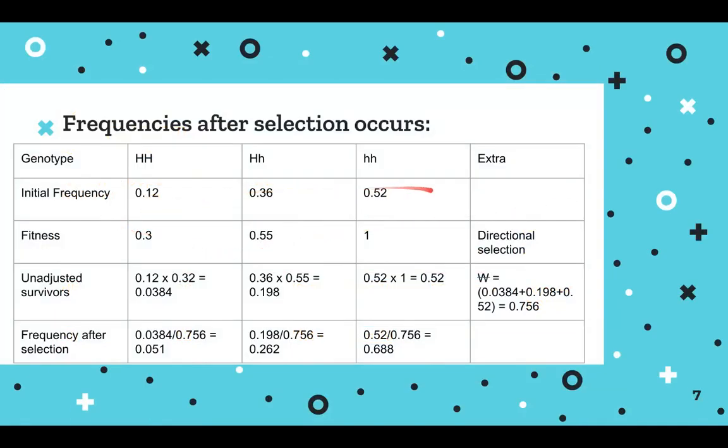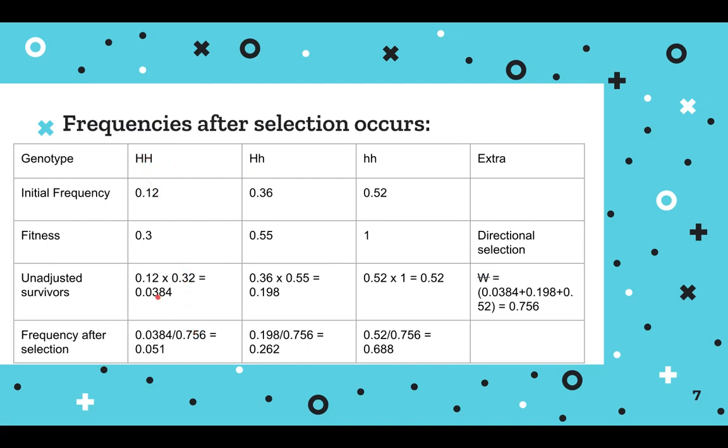So we've got our initial frequencies here, and we've got our fitness values here. This is directional selection because we're selecting towards little h. Little h, little h has the highest fitness value, and we're going down in fitness as we go down the line: little h big H, and big H big H.